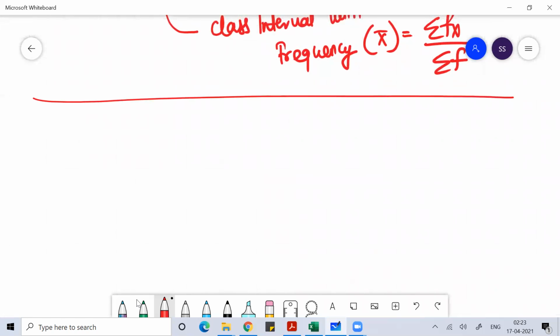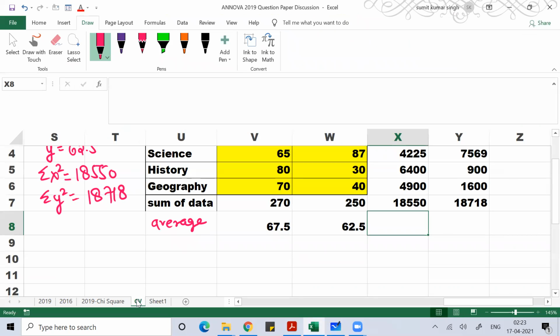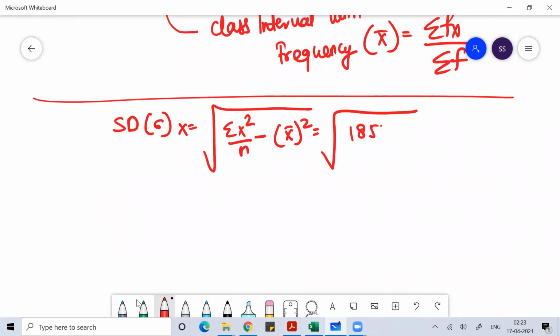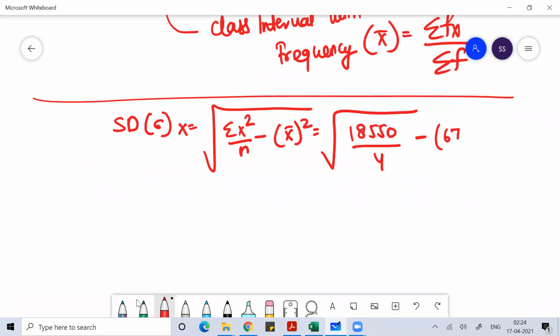So what is the standard deviation of x? Under root of sum of x square by n minus x bar square. Under root of sum of x square is 18550, divided by n, n is 4, minus x bar. X bar is 67.5, whole square. So you can do this.